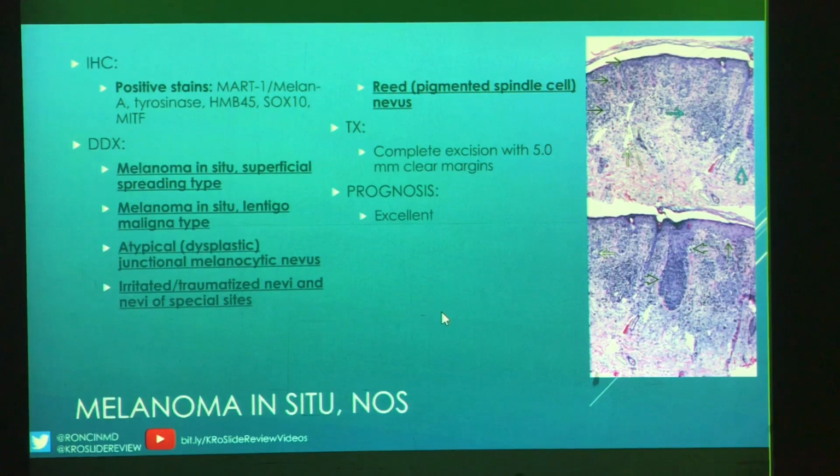So treatment for melanoma-in-situ is complete excision with 5 millimeter or half centimeter clear margins, and prognosis for this is excellent. Okay? I just want to add, I just found something.